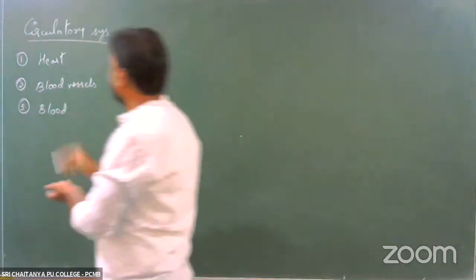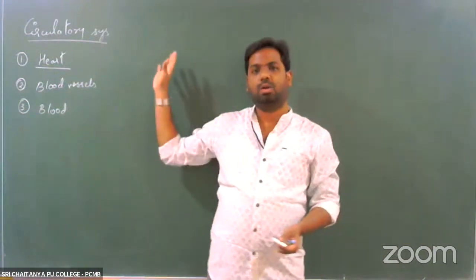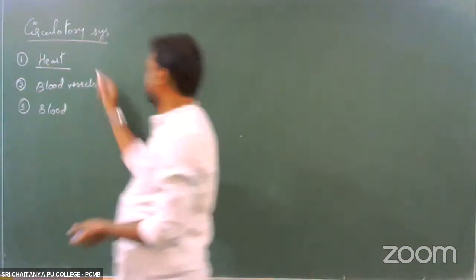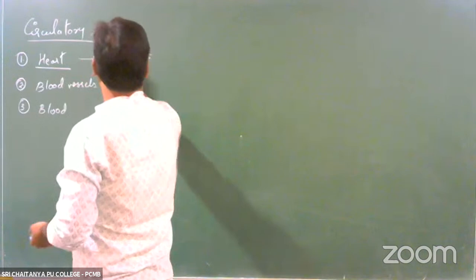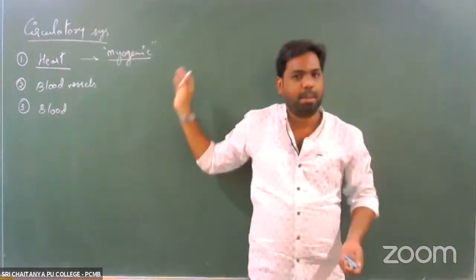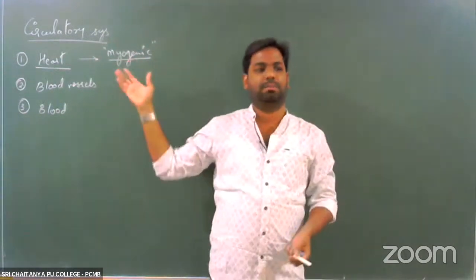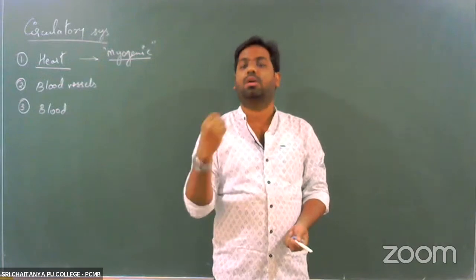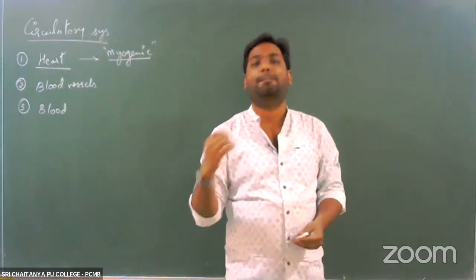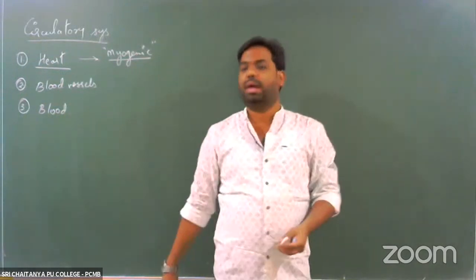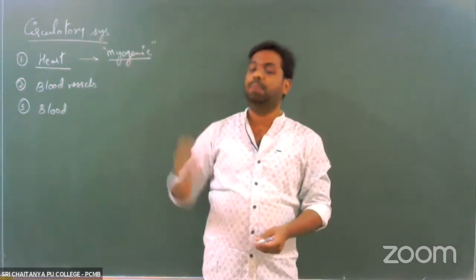So let us first begin with the heart in the frog. The heart of the frog is said to be a myogenic heart. We are all familiar with what we mean by a myogenic heart. Myogenic means the signals required for the contraction of the heart originate from the heart muscles itself. If that is the case, we call it a myogenic heart. So the heart of the frog is considered to be a myogenic heart.